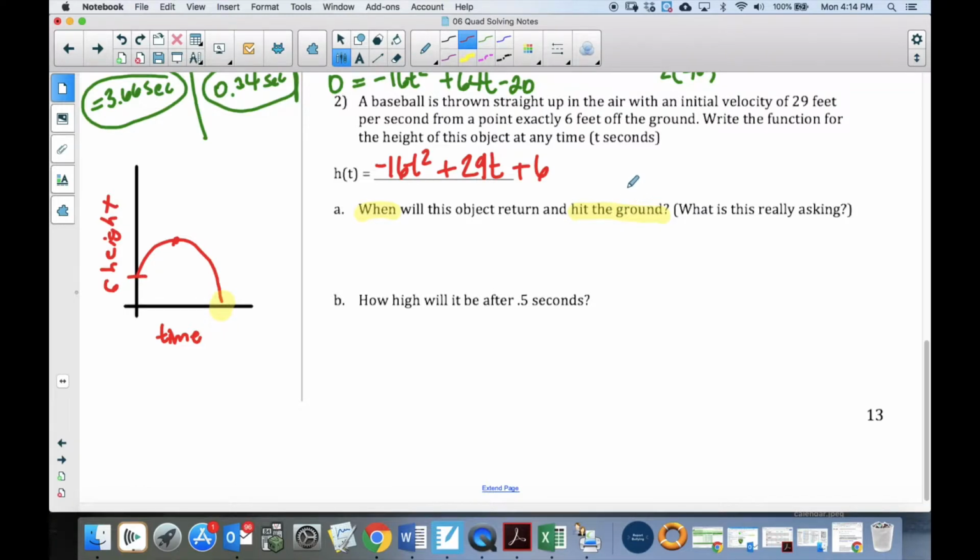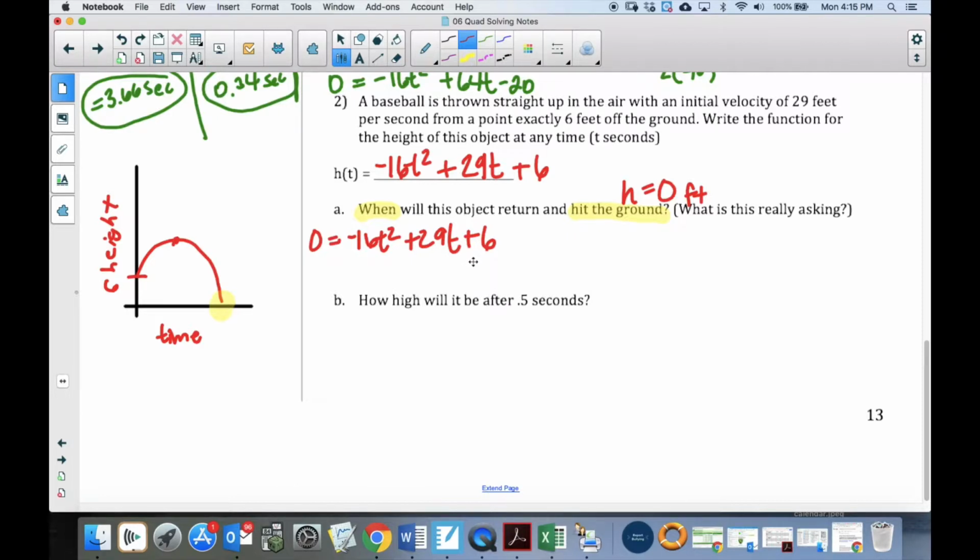So we're looking for how to figure the x-intercept from this equation. Also, at this point, what is the height at this point? When it hits the ground, how high is it? Well, it's 0 feet high. So we can take this equation and plug in a 0 for our height. And when we do that, now we can solve this as a quadratic.